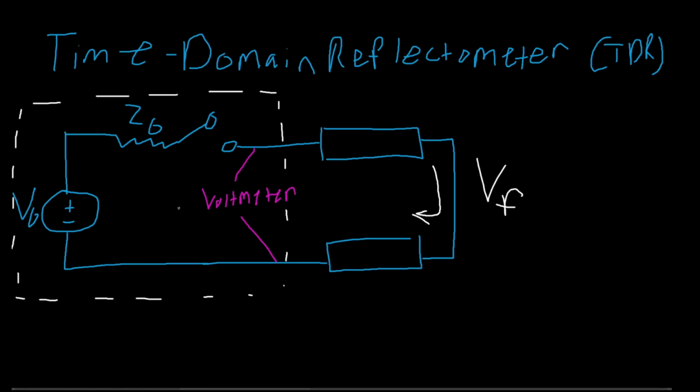TDR is also able to estimate where the fault is, if there is one in the cable, by using one of the key parameters you put into it, which is a velocity factor or velocity propagation speed, and it uses that to calculate the distance at which the fault occurs.